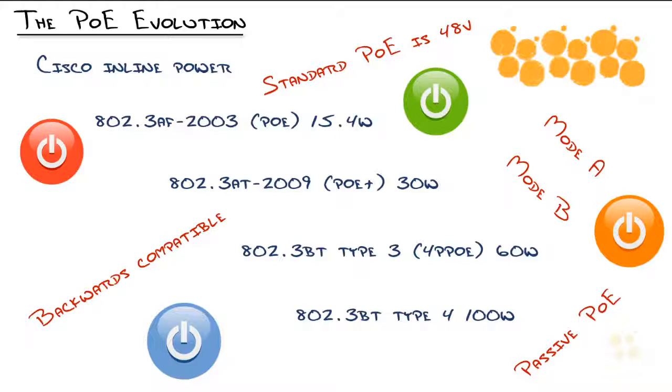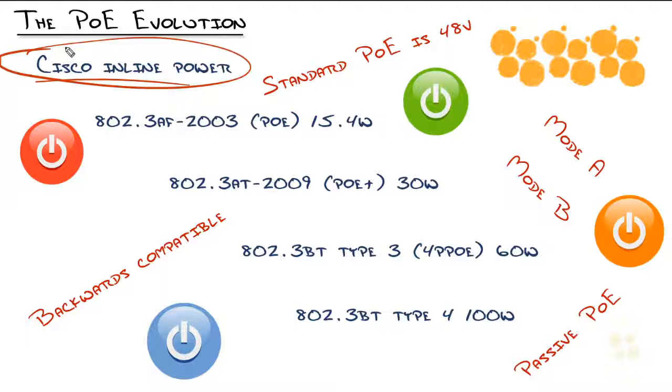First off, the PoE evolution actually began with Cisco. Now, Cisco usually starts a revolution and the standards body will be off to the races. It just takes them forever to come up with a standard. So around 2001, 2002, Cisco created what they called inline power.